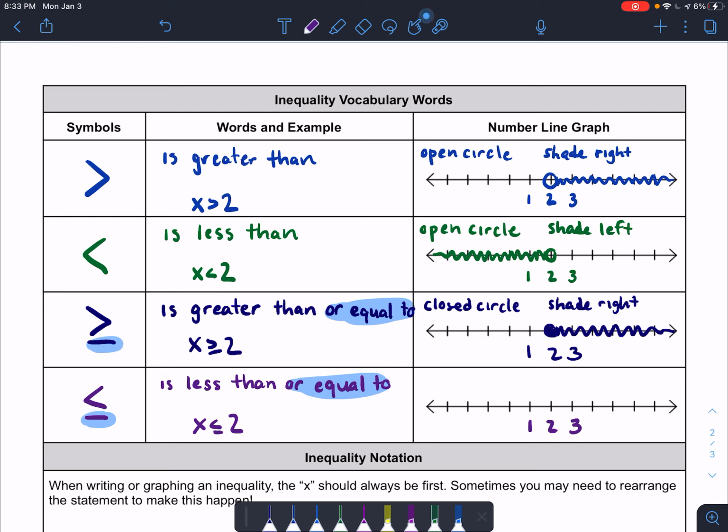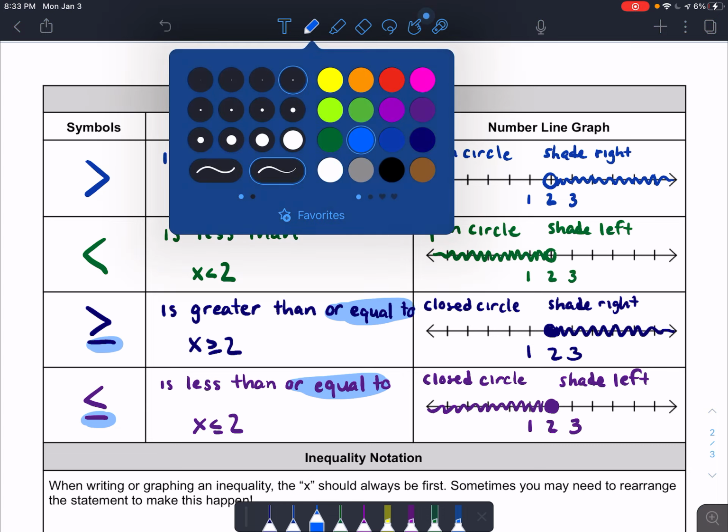I'm going to put a circle right at the known value. And once again, because of the bar down at the bottom, and because it's less than or equal to, this is going to be a closed circle. I do get to fill it in. So I fill it in, and now because it's less than or equal to, I will shade where it's less than 2. Okay? So that's a little review.